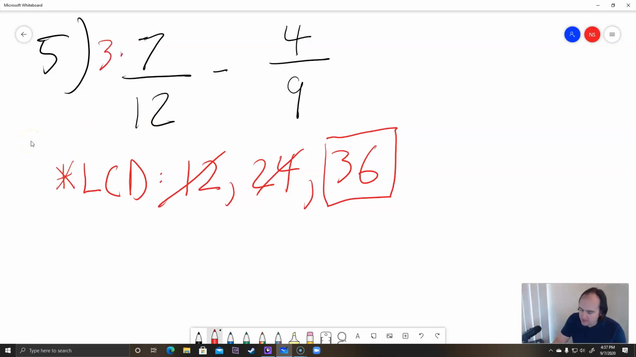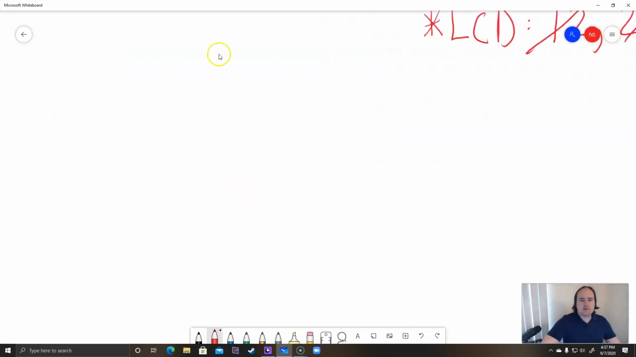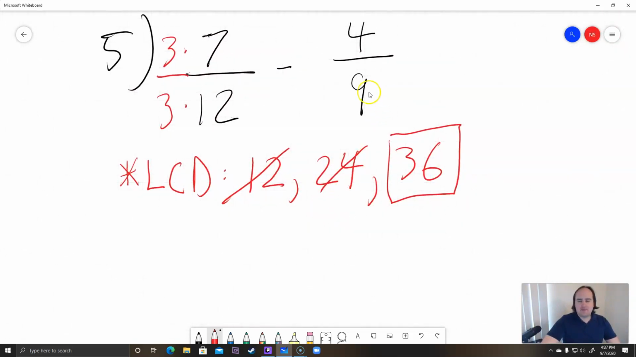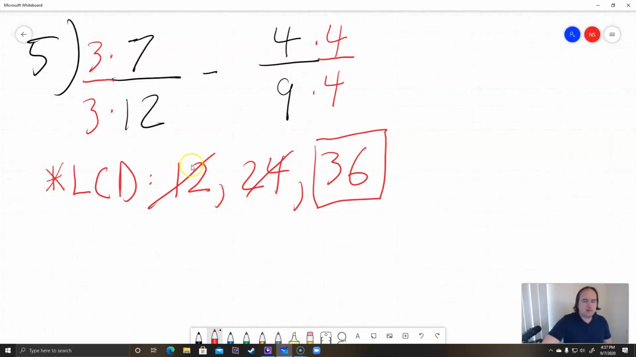Okay, so we'll multiply the top and the bottom of the first fraction by 3. Now in this second fraction, in this denominator, what are we missing? Well, 9 times what gives you 36? Well, we're missing a 4, so we multiply the second fraction by 4 on the top and the bottom. So 9 times 4 is 36. Okay, so we're building each of these fractions to the LCD by multiplying by what we're missing so that we get the LCD.